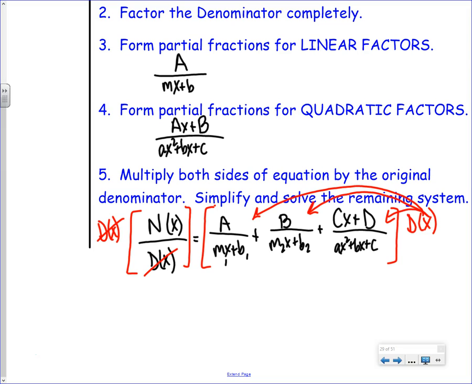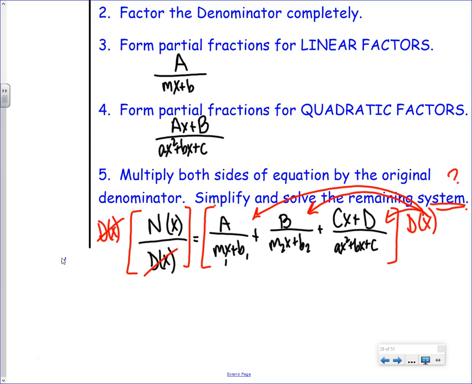Now I could keep writing the notation of this, but it's going to get really messy really fast. For instance, I could say that A is going to be multiplied, when I take this away from the denominator, by these two guys. B, when that cancels, is going to get multiplied by those two guys. And then Cx plus D, when that guy cancels, is going to get multiplied by those two guys. And what's weird is we have one big, huge equation. No denominators, but one huge equation. And I say simplify and solve the remaining.